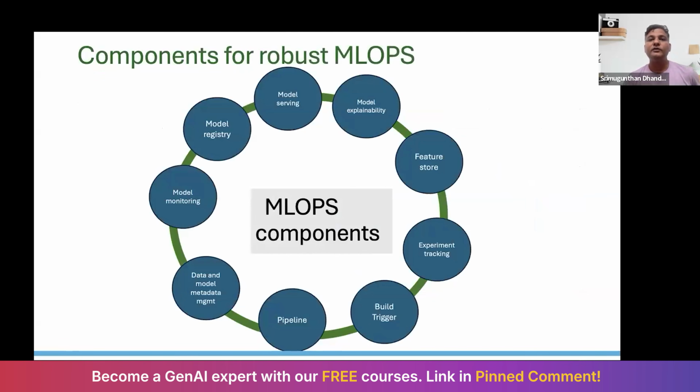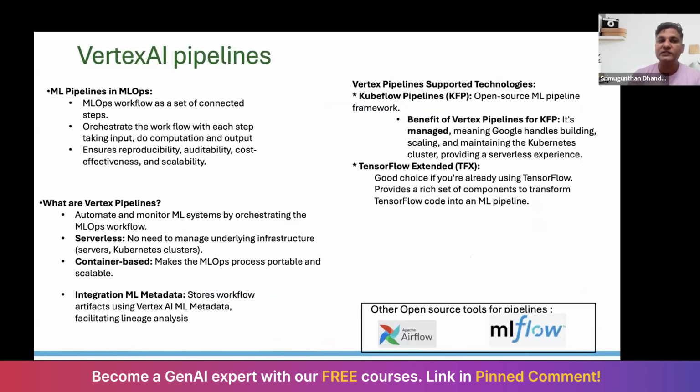So this robust MLOps requires a lot of components. You need a feature store, we talked about experiment tracking, and you need triggers, like build triggers. You need Vertex AI pipelines. All these additional steps are needed for doing this MLOps, and Vertex AI provides all these additional things.